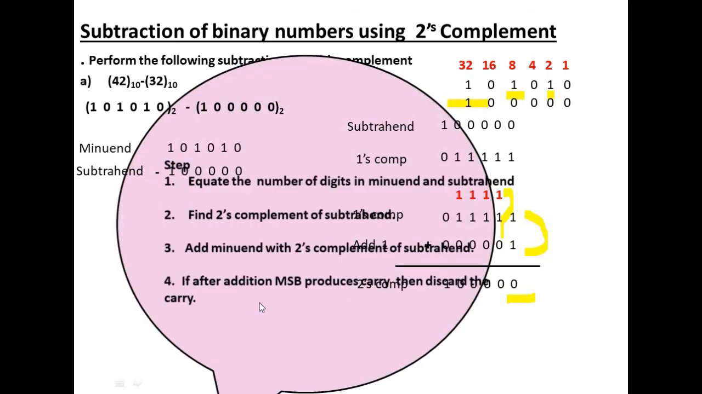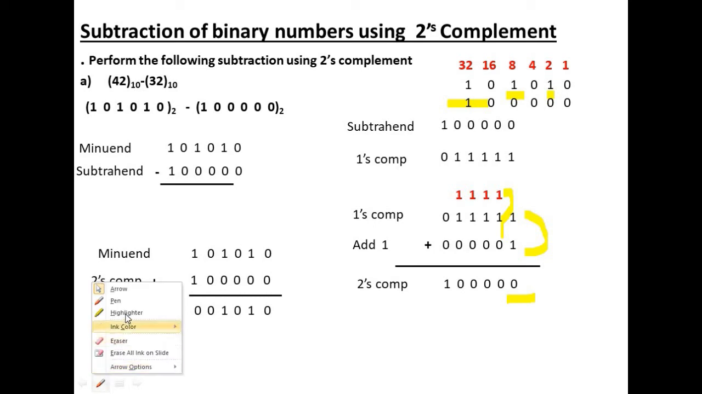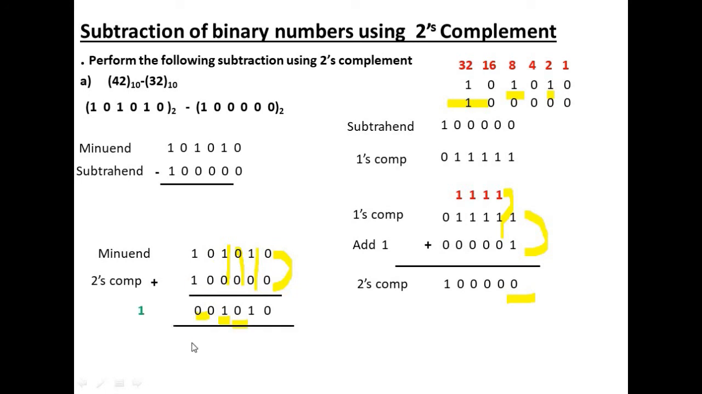And what is the next step? We have to add the minuend with the 2's complement of the subtrahend. So this is the minuend and this is the 2's complement we have found. Now we are going to add these two numbers. So let us check what we are going to get after addition. 0 plus 0 will be 0, 1 plus 0 will be 1, 0 plus 0 is 0, 1 plus 0 will be 1, 0 plus 0 will be 0 and 1 plus 1 is 0 with a carry 1.